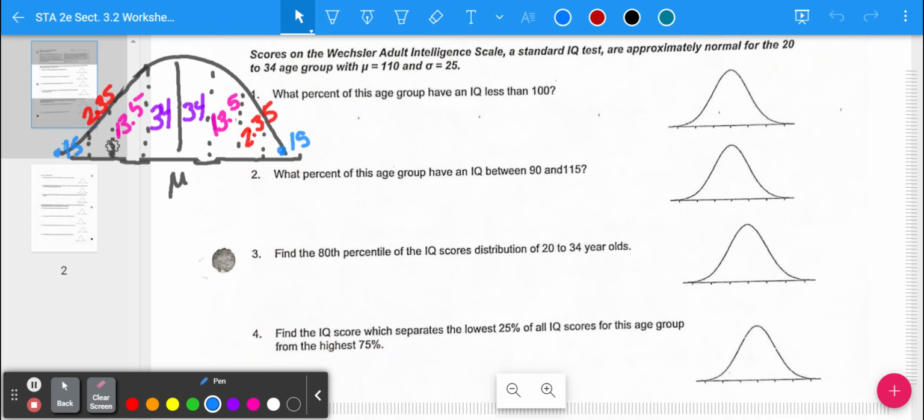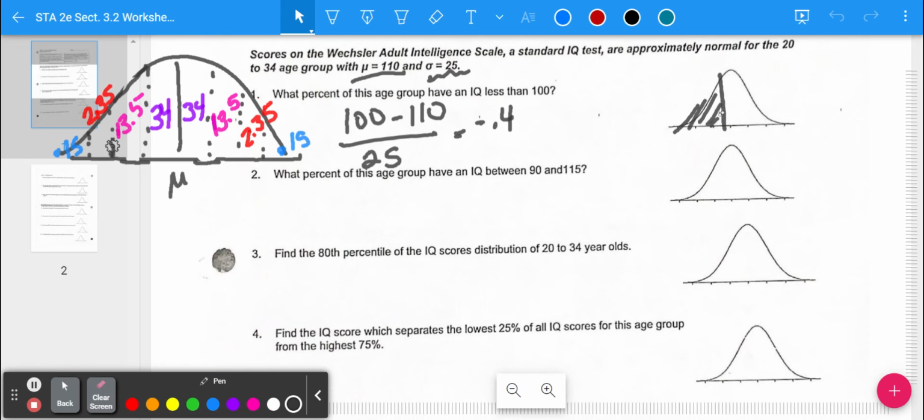helpful here. For problems 1 through 4, our mean in each of these is going to be 110 with a standard deviation of 25. So what percent of this age group will have an IQ less than 100? Well, there's a couple ways you can run it. Either by hand, by finding your z-score, so you take your value of 100, subtract the mean, 110, divide by 25. And if you do that, you get a z-score of negative 0.4. Then you would go into your chart and identify what that probability is.